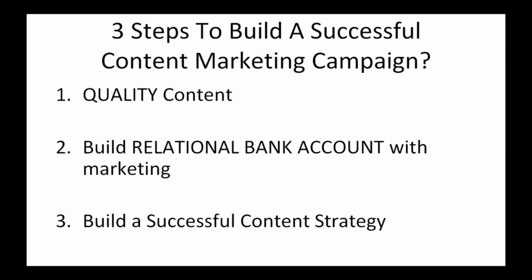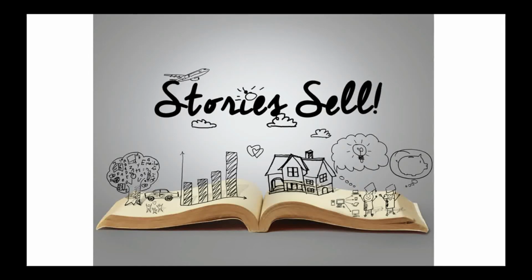Now, to sum it up, the 3 steps to build a successful content marketing campaign are: Number 1, provide quality content. Number 2, build relational bank accounts with marketing. Number 3, build a successful content strategy. With all these arsenals up your sleeve, I'm confident that you will definitely be a content marketing expert if you take action. So remember, your job is not to make boring brochures. Your job is to tell interesting and informative stories. Stories sell.